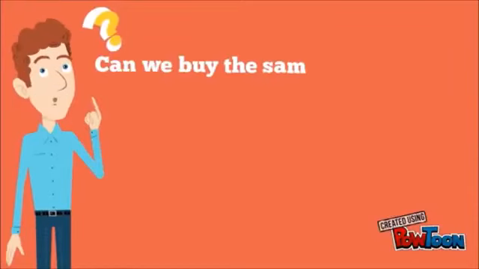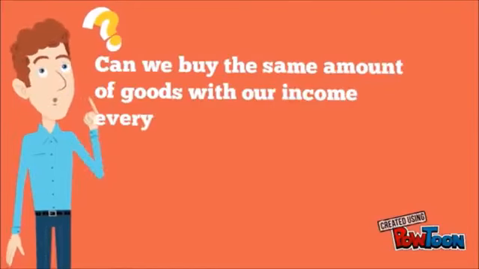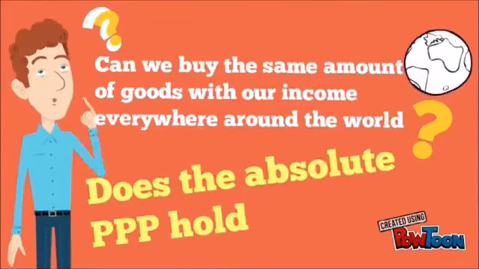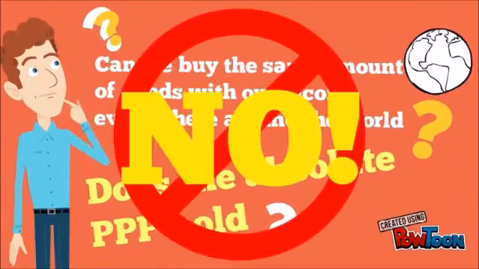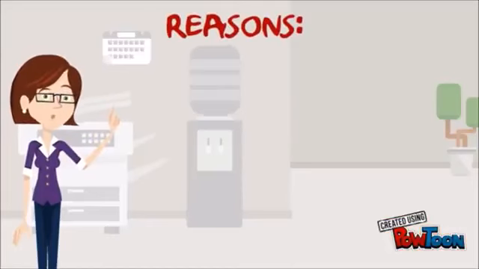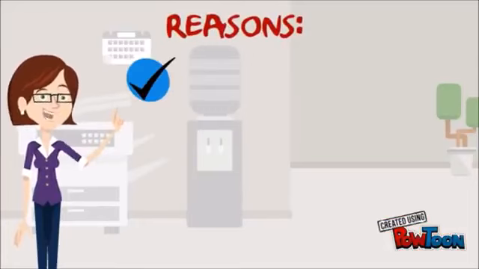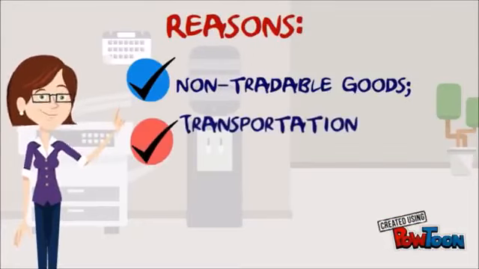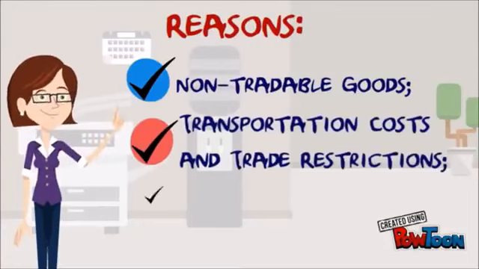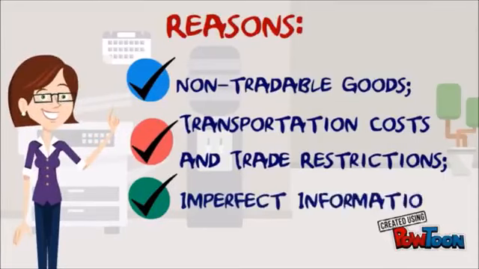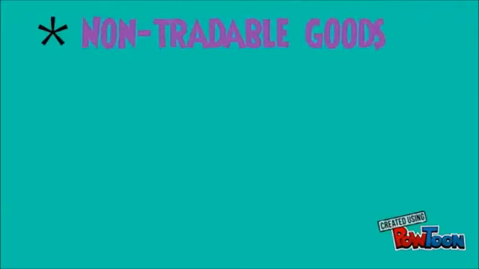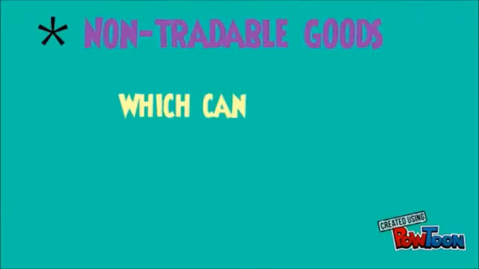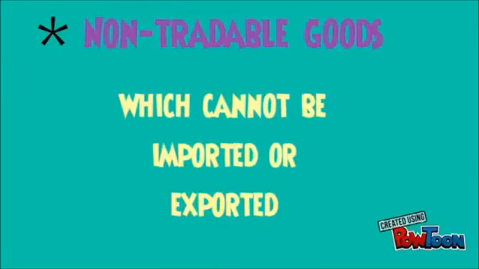But can we buy the same amount of goods with our income everywhere around the world? Does absolute PPP hold? Well, actually it does not. Here are some of the reasons why absolute PPP does not hold: non-tradable goods, transportation costs, trade restrictions, imperfect information, etc. As we said earlier, when goods are traded, prices will become equal. However, there are non-tradable goods which cannot be imported or exported. So there are fewer reasons for the prices to equalize.